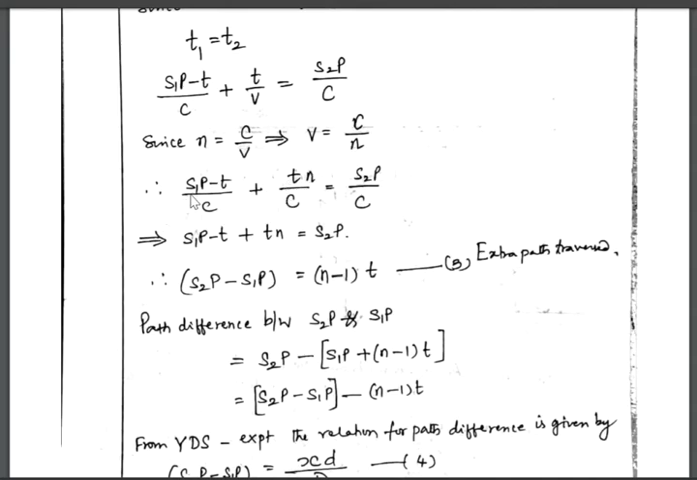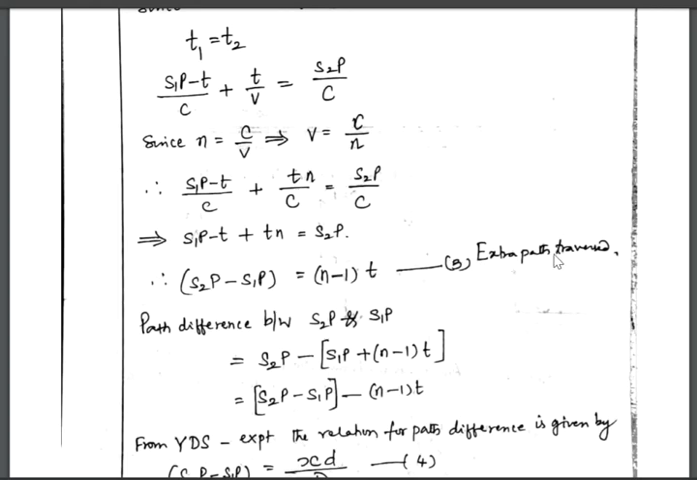So on substituting, we get (S1P − T)/C + (T × N)/C = S2P/C. So the denominator is C. Multiply throughout by C, and you will get S1P − T + T × N = S2P. Therefore, S2P − S1P = (N − 1) × T.